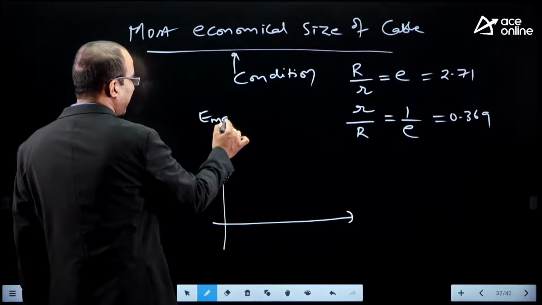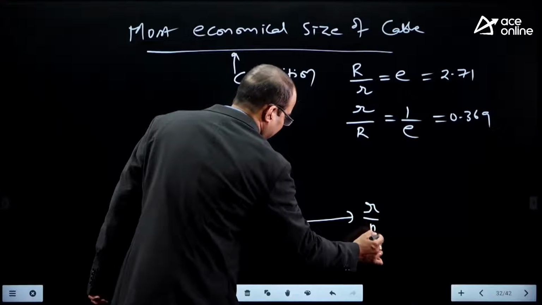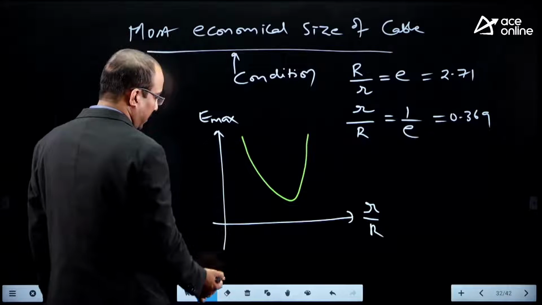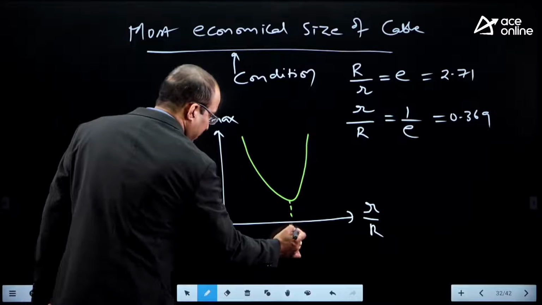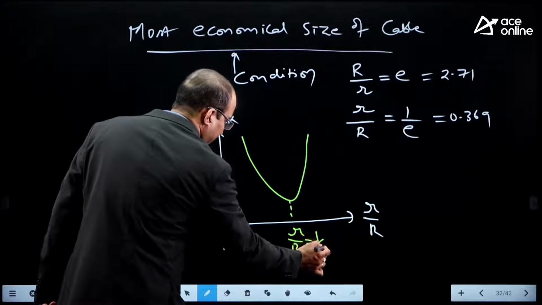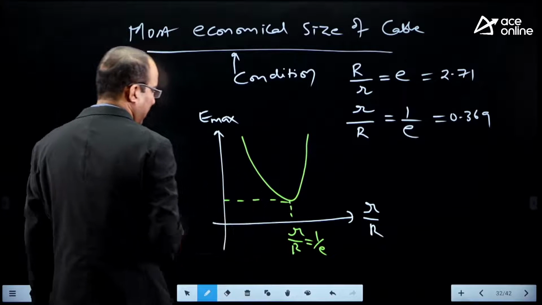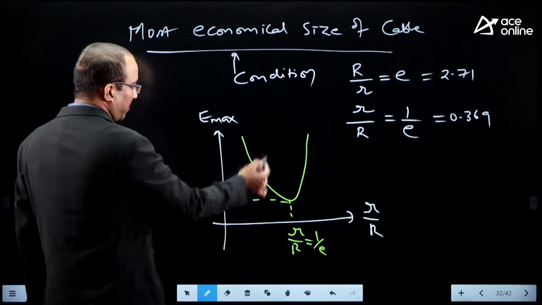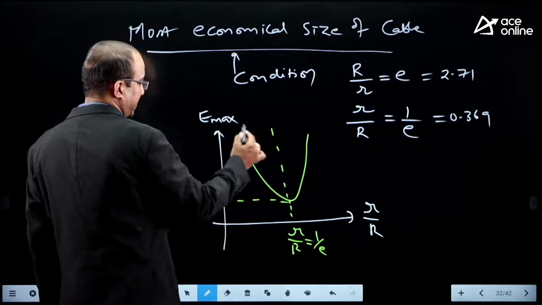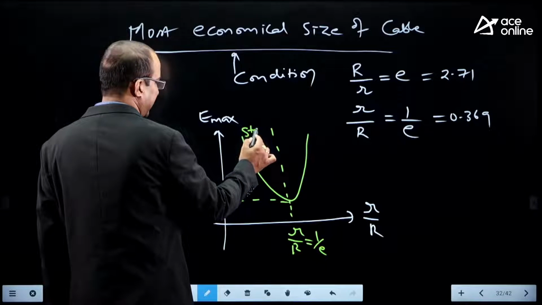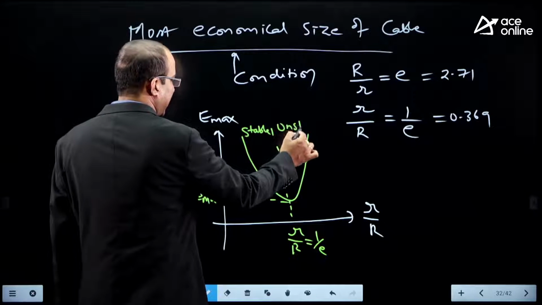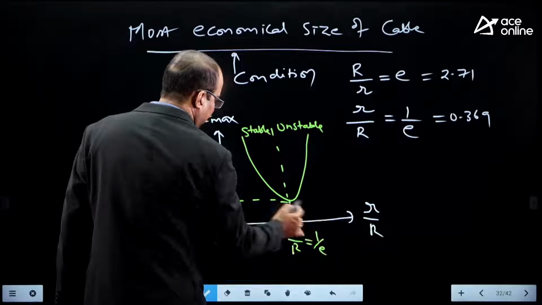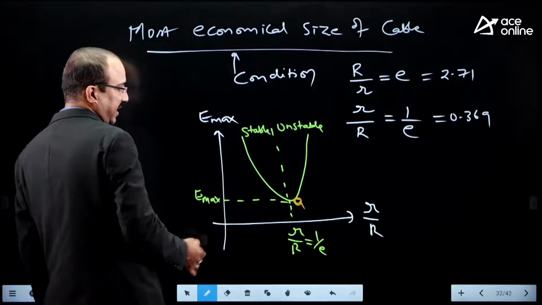So if you observe the variation of maximum stress with small r by capital R, it is in this form. When small r by capital R is equal to 1 by e, you will get the minimum of the maximum stress, that is, E max will be less. But if you are operating at this point, it is in a critically stable state. This is a stable condition and this is an unstable point. So at this point A, the system is under critically stable state.